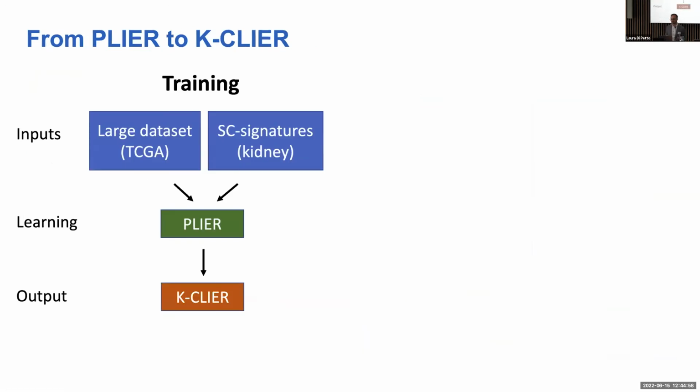So let's now explain a little bit how we got from the PLIER algorithm, which is the method that we use, to K-CLIER. K-CLIER is a transformation that we will apply to clinical studies in the second part of the presentation. So we feed this PLIER algorithm with 2 elements. The first one being a large data set. This is in the training procedure. And the second one being a list of single cell signatures describing biological information. Let's focus on these 2 elements.